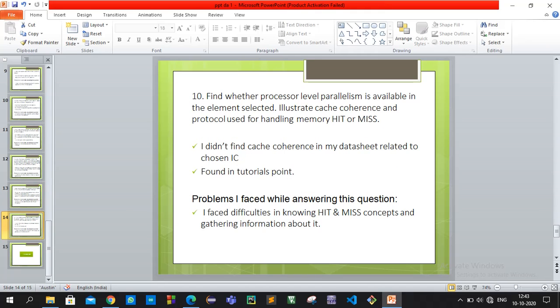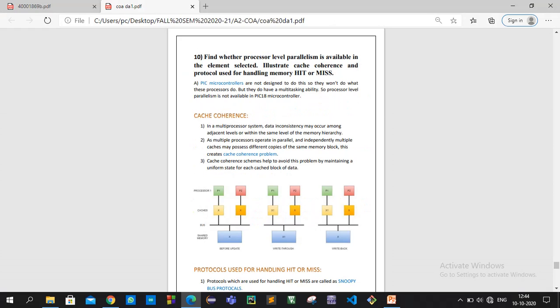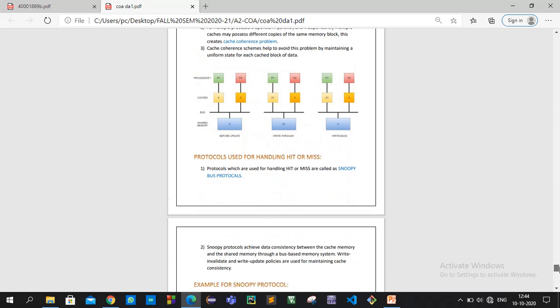The tenth question is to find whether processor level parallelism is available in the elements selected, and also about cache coherence. Of course, my microcontroller does not have parallel processing. And coming to cache coherence, the datasheet of course doesn't have cache coherence information, so I found it from online sites and also from Tutorialspoint. Coming back to the DA, this is the information about cache coherence, and this is the method which I found from Tutorialspoint, and I used draw.io to draw these diagrams.